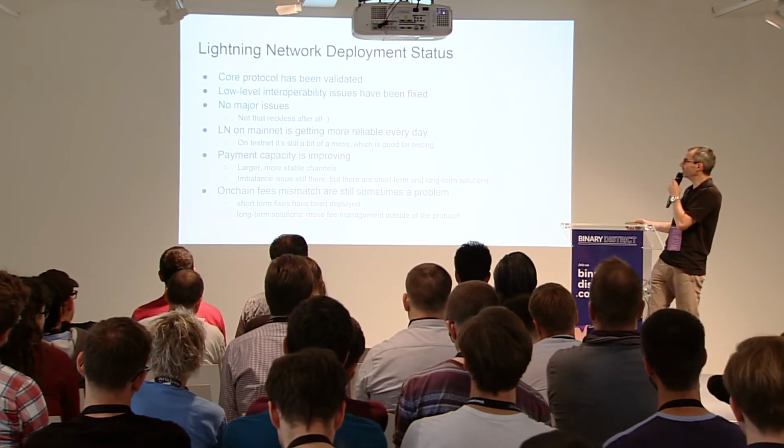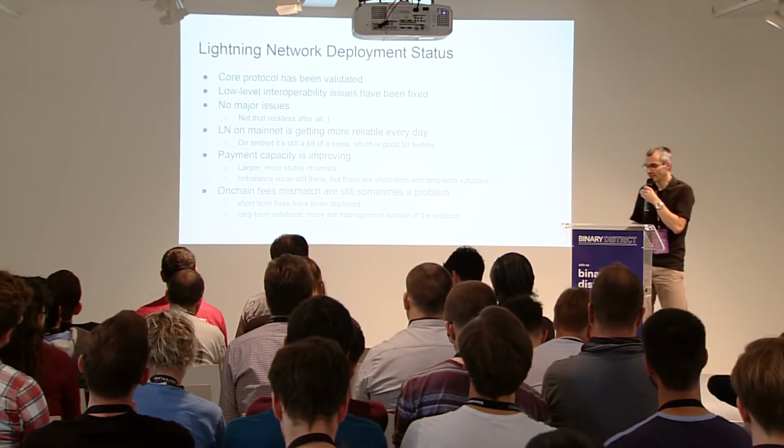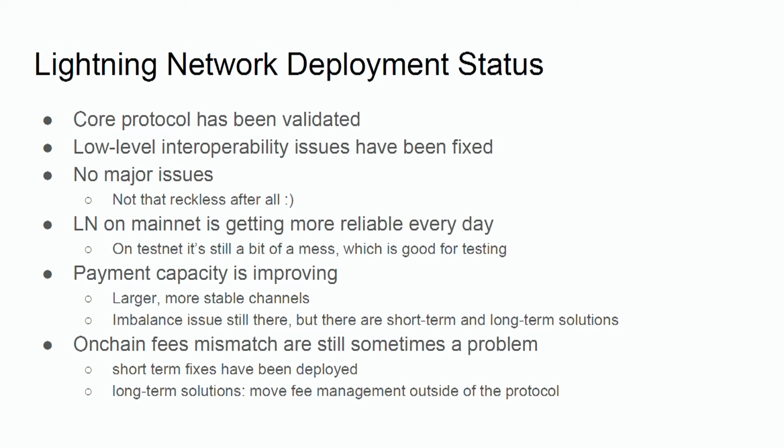So what we have now on Lightning is basically a core protocol that works. Lightning is very much like Linux. We build things that are small and work, and build on top of them. The core protocol has been validated. There are very few interoperability issues right now. There were no major issues on mainnet, so it wasn't that reckless. There was nothing big we didn't see on testnet that caused lots of users to lose money.